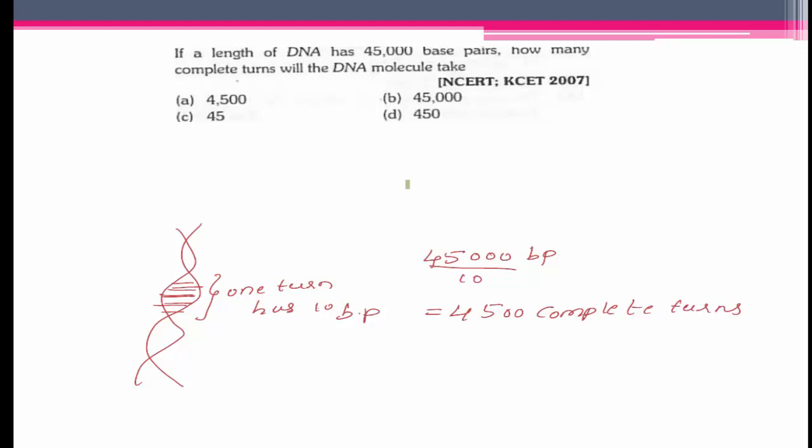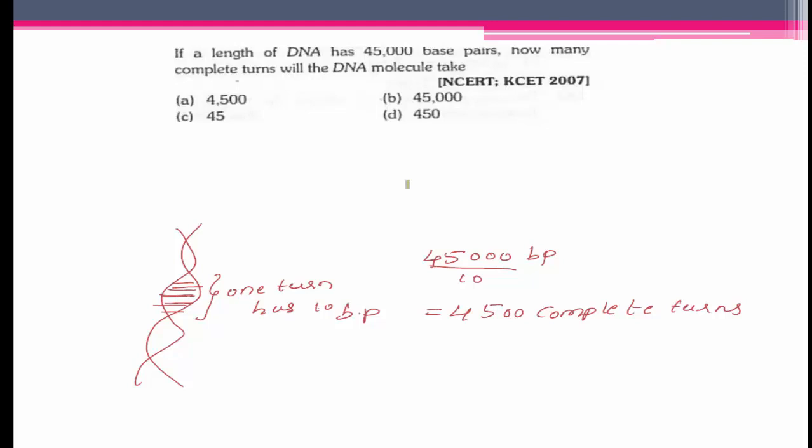These base pairs are present in one turn of the helix, and each turn of the helix contains 10 base pairs. What is the number of base pairs given? 45,000. What you need to identify is the number of turns. In each turn, the DNA molecule contains 10 base pairs. The number of given base pairs is 45,000.